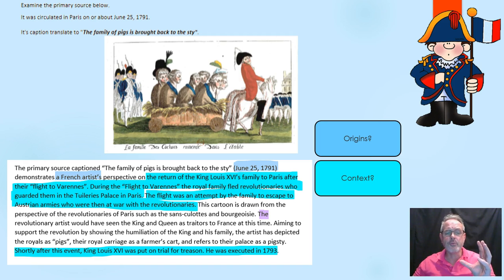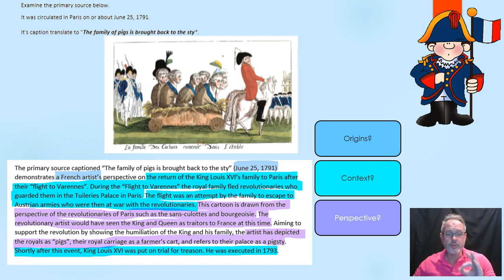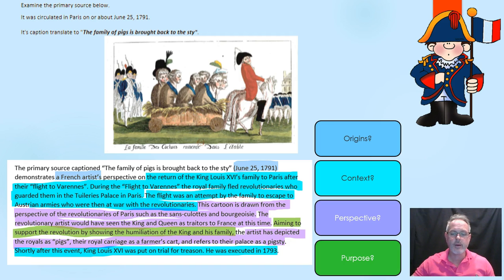I've given some information as to the context, what events are happening around the time this is drawn. I've identified the cartoonist's perspective. I've even used the word perspective. And I've used evidence as to how that perspective comes through. And where I can, I talk about the purpose of the cartoon being created. And this is the kind of work you're looking to try and write in an exam.